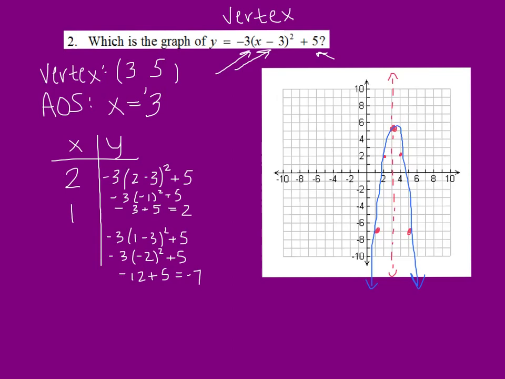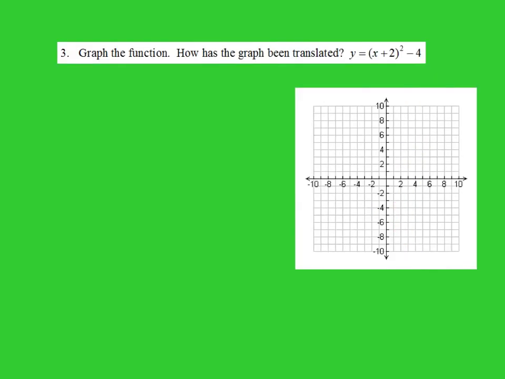Okay, so there's your graph. We're going to move on to the next problem. Now this next problem, we're being asked to graph, but then after we're done with the graph, we're also being asked how it has been translated.